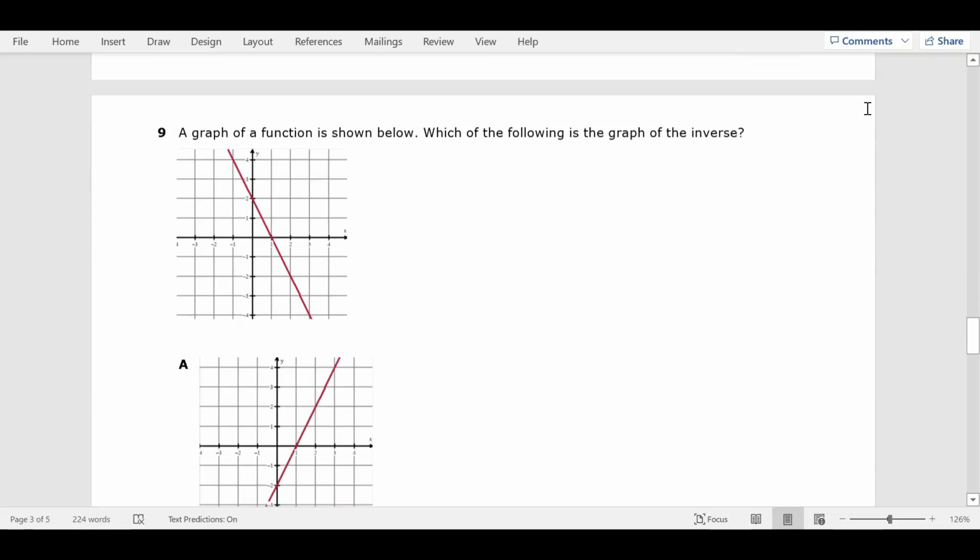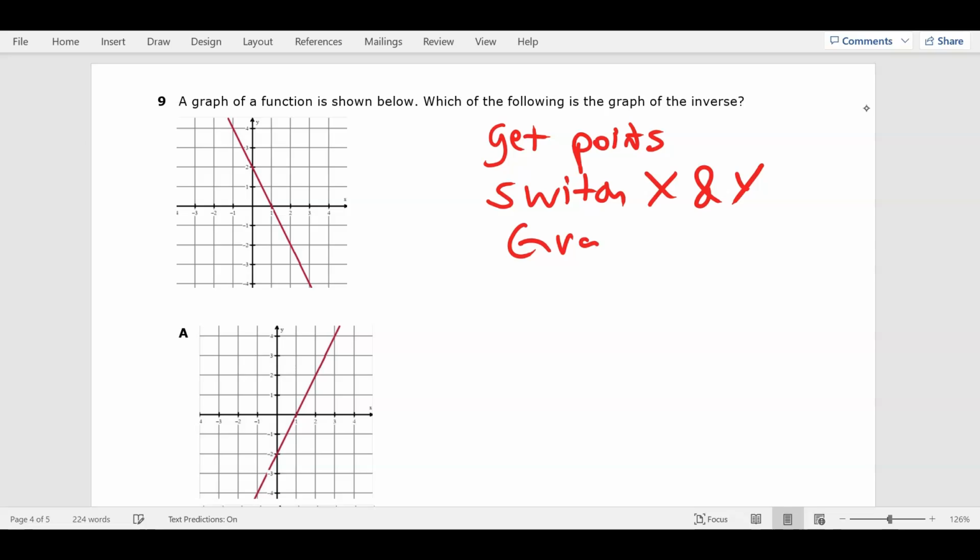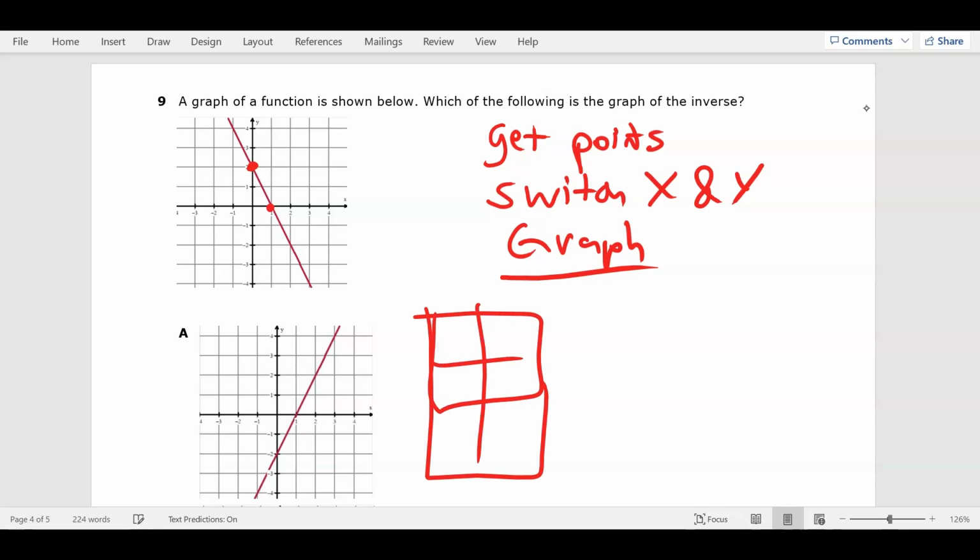And then number 9. Now, what we want to do is get some points, switch x and y, and then graph again, and see which one matches. So here's some obvious points. This one and this one. I'm going to do like 3 points here. So I got 0, 2, 1, 0, 2, negative 2.